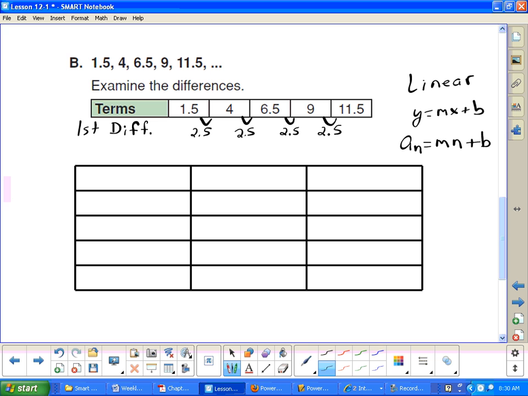So we'll make a table here again to do this. So we have our term number first: 1, 2, 3, 4, 5. And then our terms. And we're always going to start with that very first term. And what does it take to get from that term to the next one? So to get from 1.5 to 4, what did we do?